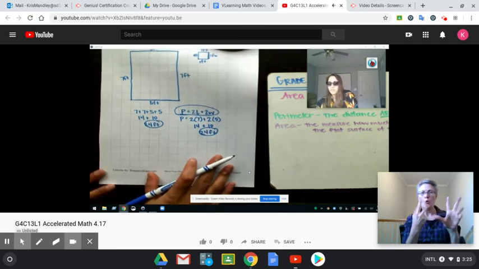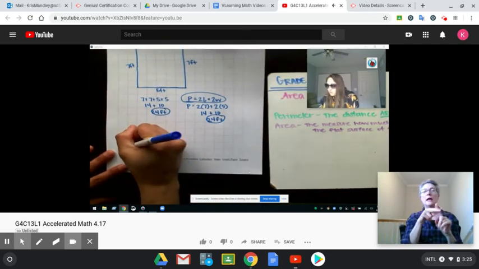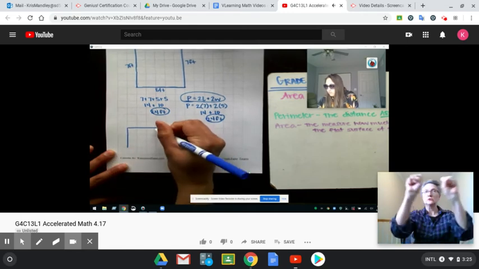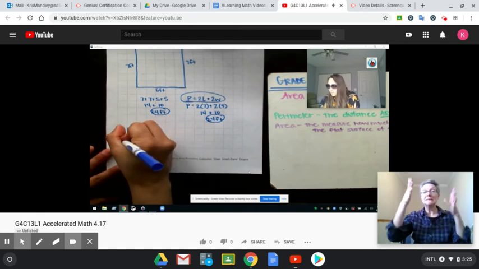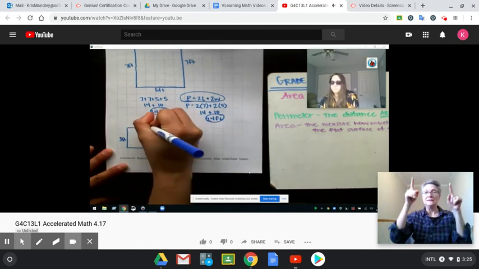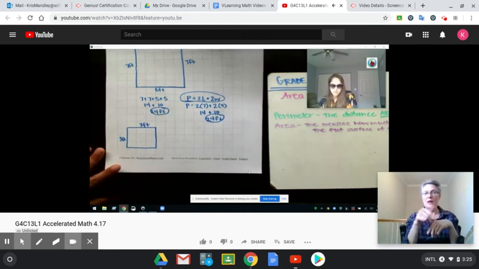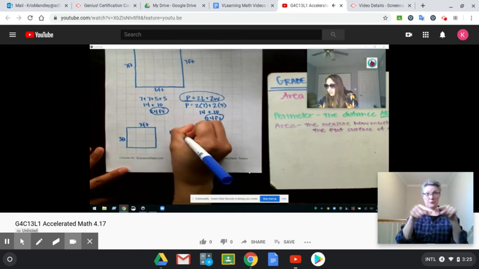So let's think about that formula, but apply it to a square. A square we know has all equal sides, right? So let's say we've got 3 feet by 3 feet. I've got this 3 foot by 3 foot square. Well, could I use this perimeter formula to find the perimeter?